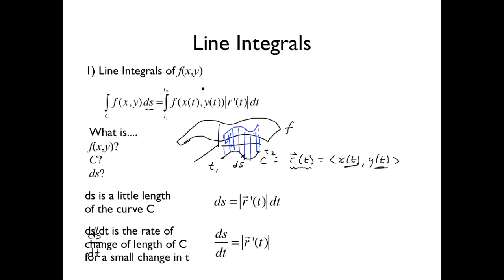And then again, that's going to give us the signed area of this curtain, whose height is on the surface, and the way that it goes laterally is defined by C. All right, any questions about that? So let's do an example here.